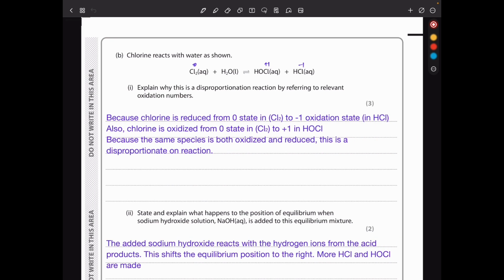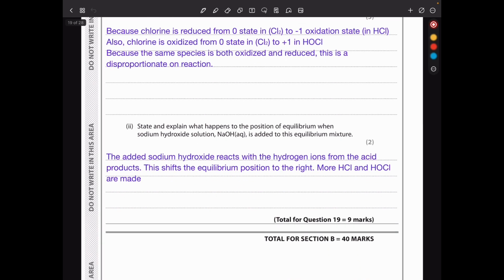In part B, they say chlorine reacts with water as shown. We see this reaction. Explain why this is a disproportionation reaction by referring to the relevant oxidation numbers. Referring back to the equation, this is oxidation state 0. In here it's plus 1, and that is minus 1. So moving from here to that is oxidation, and here to that is reduction. Since the same species is oxidized as well as being reduced, that is going to be a disproportionation reaction.